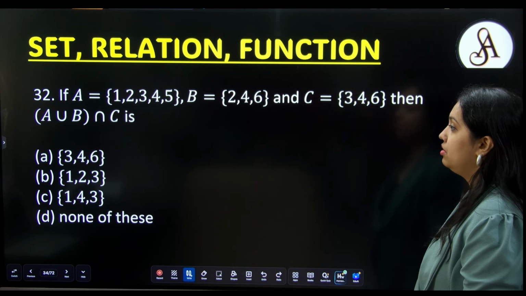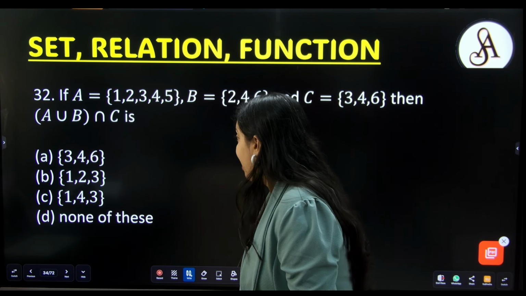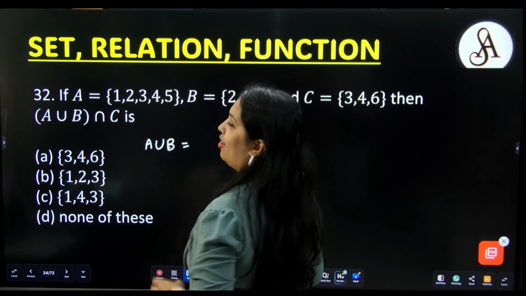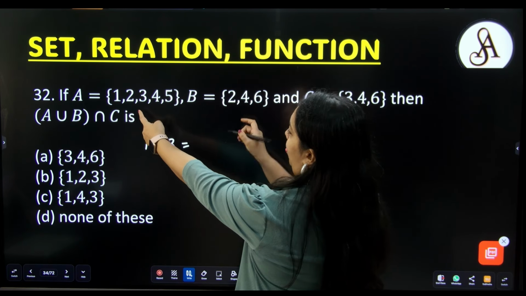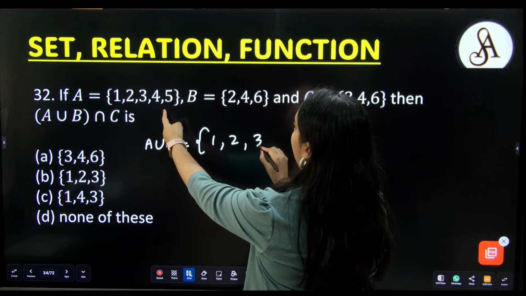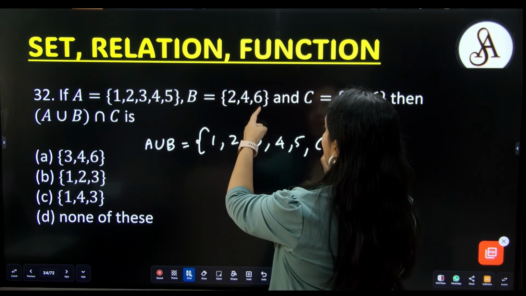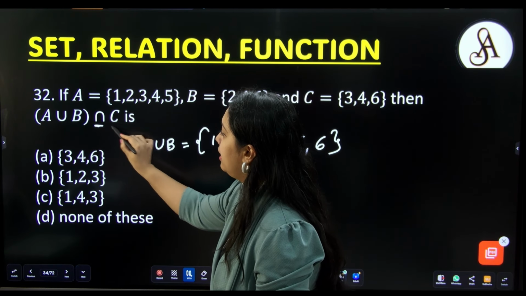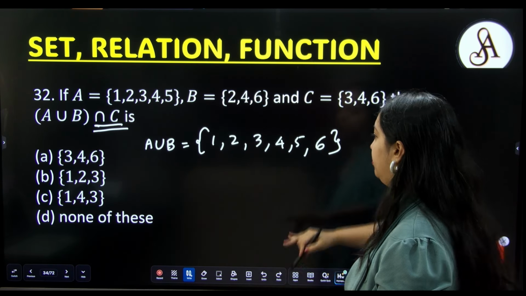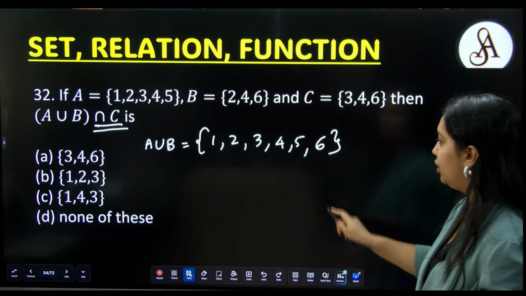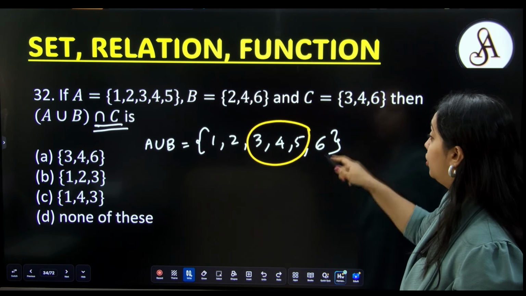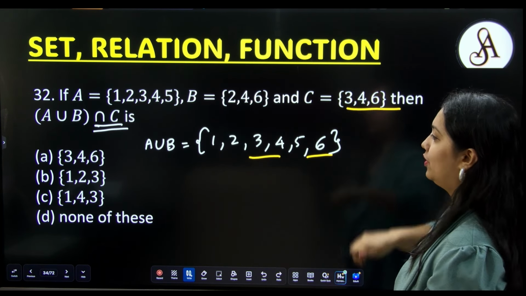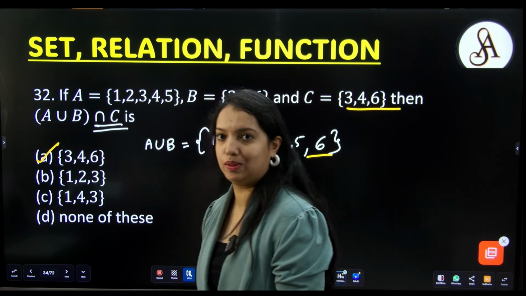Set relation function, they are asking you what is the value of A union B. Let's do A union B first. You need to take all the elements from set A and set B. All the elements would become 1, 2, 3, 4, 5, next number 6. This is A union B. Intersection C. Intersection means what is common between this set and the C set. What are the common elements? 3, 4, 5. Sorry. The common elements will be 3, 4, 6. So the correct answer is 3, 4, 6.